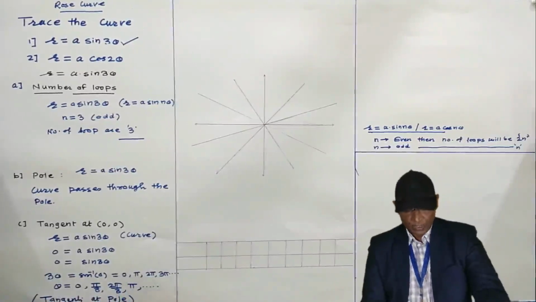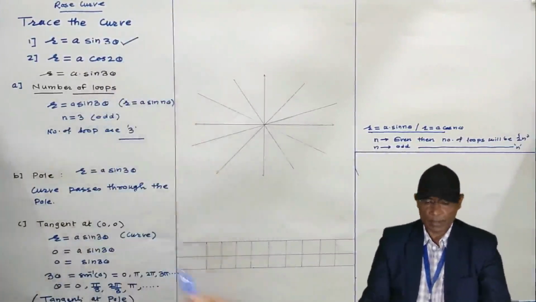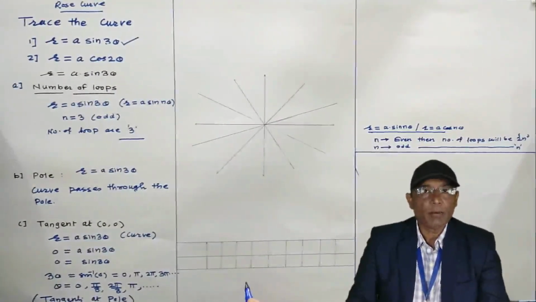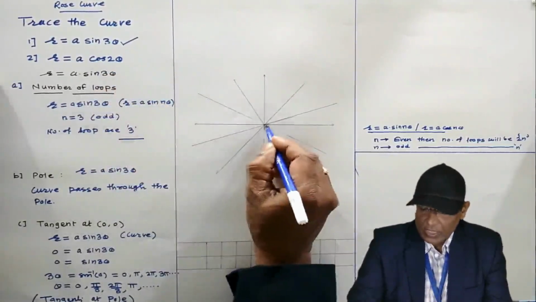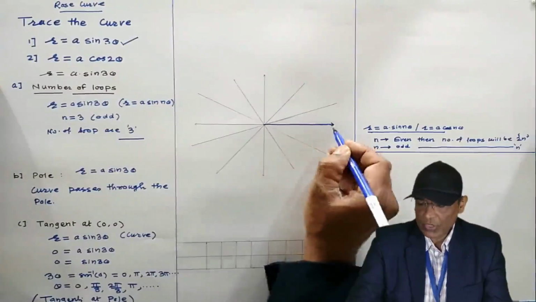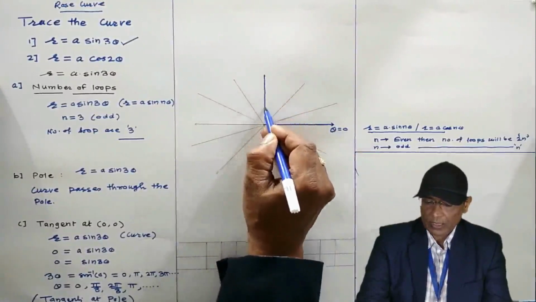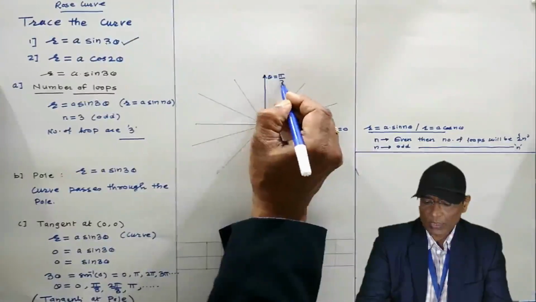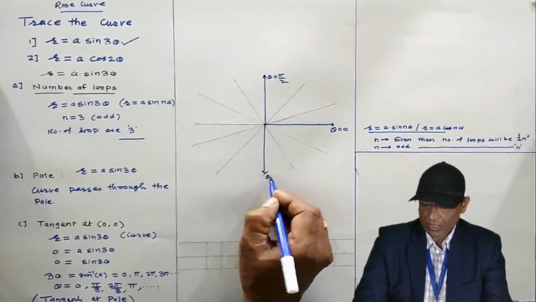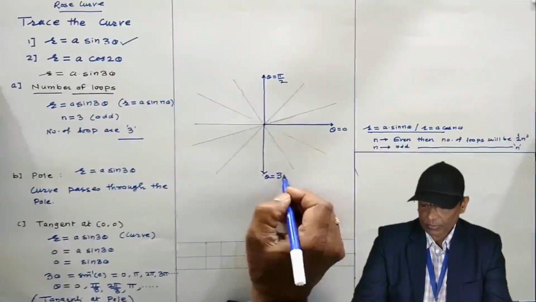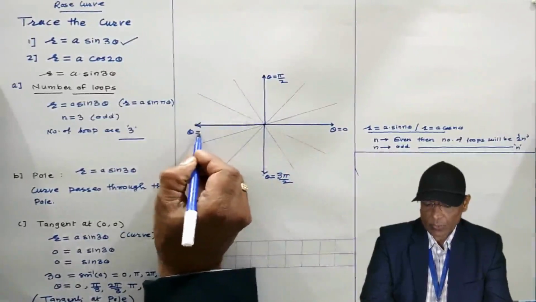In examination, the tangents at the pole to the curve may be asked. Is this curve symmetric about the initial line? Initial line means the theta equal to 0 line. This line is theta equal to 0 and we call it the initial line. This vertical line is theta equal to pi by 2, and the vertical line in the opposite direction is theta equals 3 pi by 2. This line is theta equals pi.